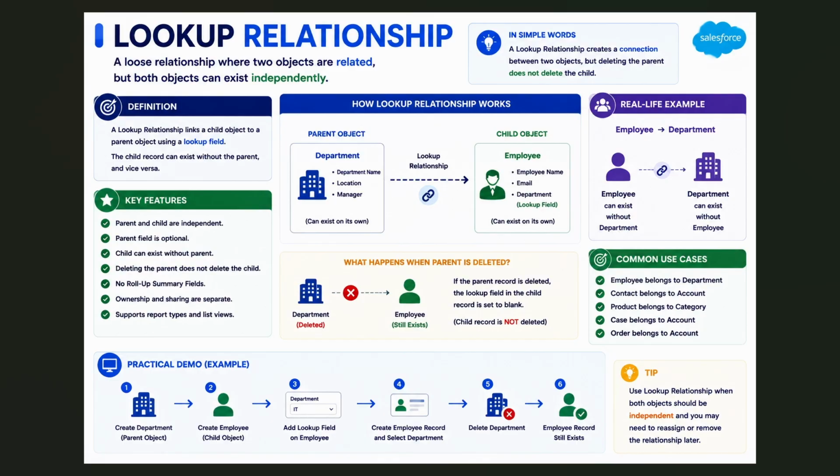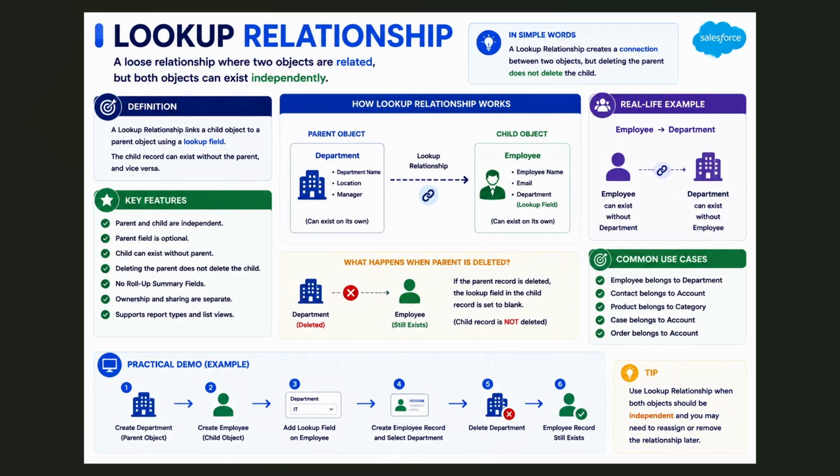The features of lookup relationships are: parent and child are independent. The parent record is optional, so the child can exist without a parent. There are no roll-up summary fields; we will talk about roll-up summary later. Deleting the parent does not automatically delete the child, and ownership always remains separate. Let's talk about a real-life example. Let's say we have a relationship from employee to department. If a department is deleted, the employee record should still remain. Later we can assign that employee to another department. This is a perfect use case for a lookup relationship.